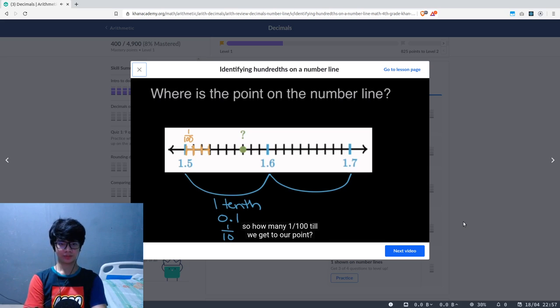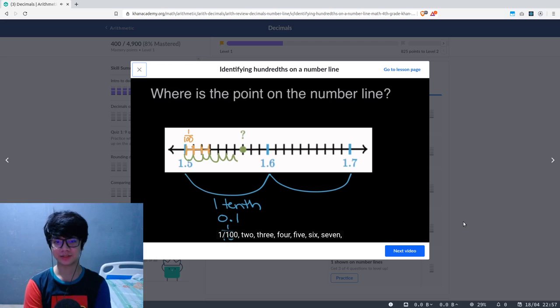So how many 100ths till we get to our point? Let's see, 1, 2, 3, 4, 5, 6, 7. 7/100ths is what it took us to get there. So we could say 7/100ths, the fraction, or the decimal, 0.07, with a 7 in the hundredths place.